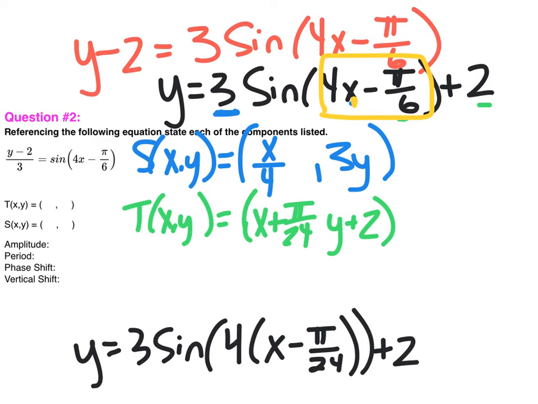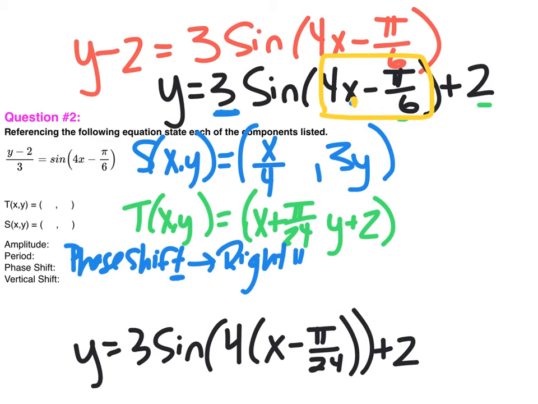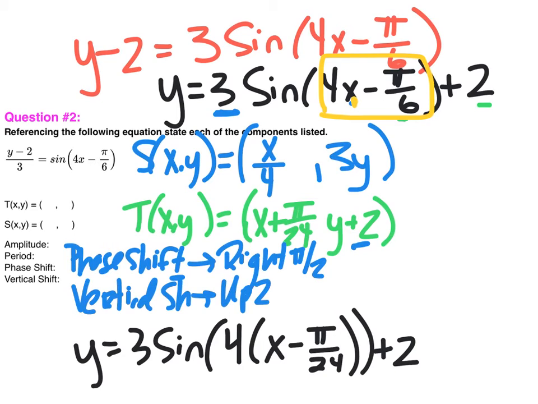Okay, now the vocabulary part, if you can get this, you're almost there. So let's break this down for the vocab. We know that the phase shift is going to be the plus or minus, because we shift, so that might help you with plus or minus. If you take a look at this, it is going to go right pi over 24. The vertical shift on this one, vertical axis is the y-axis. And on here we see it's plus 2, so that is going to be up 2.